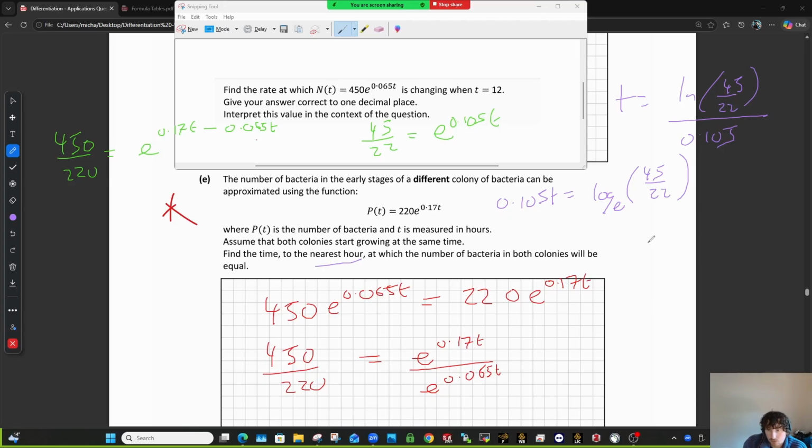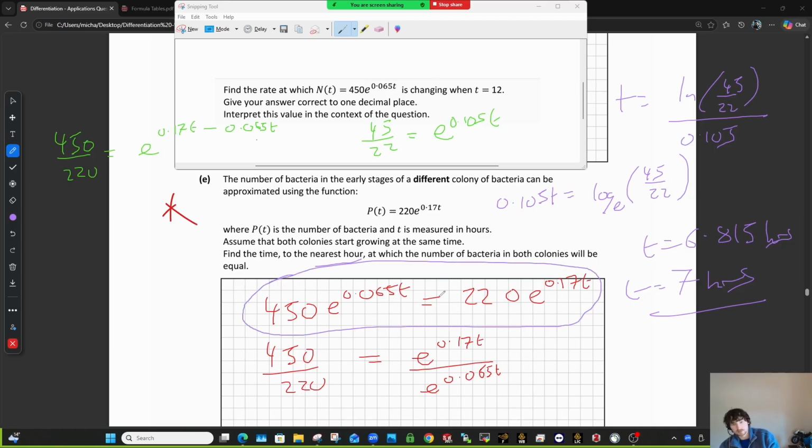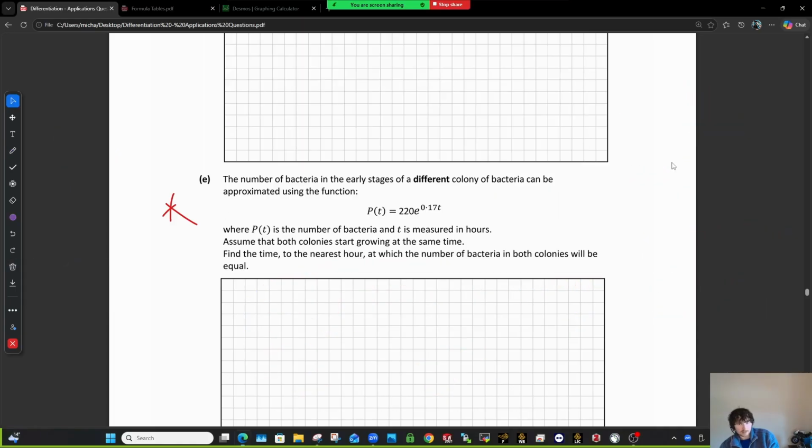So you would want to write here that t is 6.815 hours, and then they say round it to the nearest hour, so you'll say 7 hours. That's a really important trick here. This question comes up where you have to set two exponentials equal to one another, and you need to know how to do the algebra on it: you divide both of these, take their powers away, and then you can use logs. Great. Flashcard for that, anyone who didn't know.